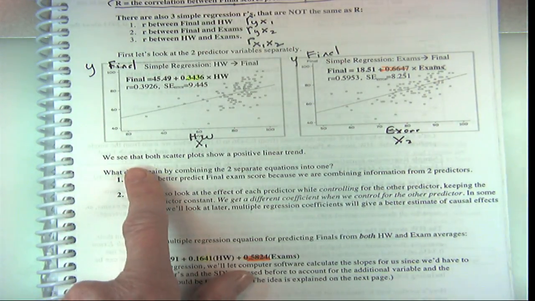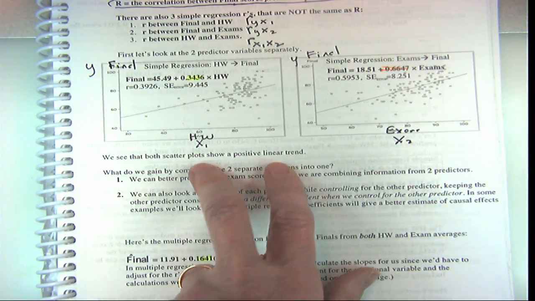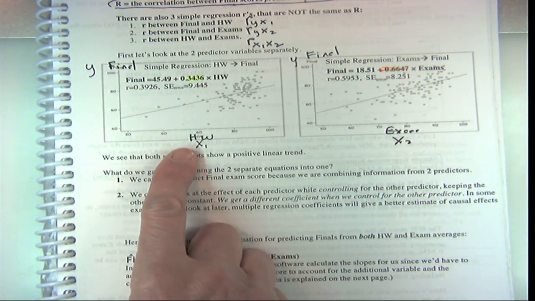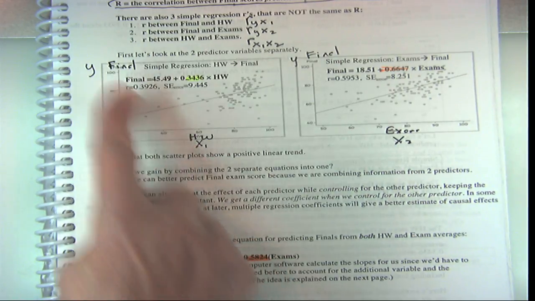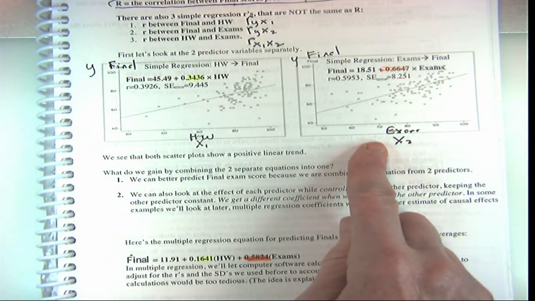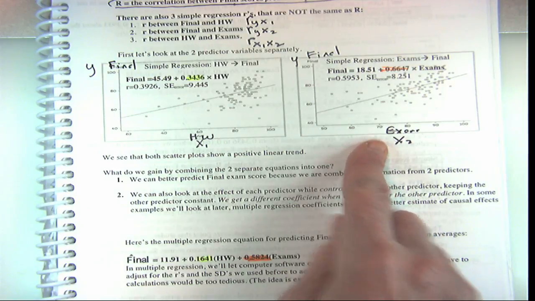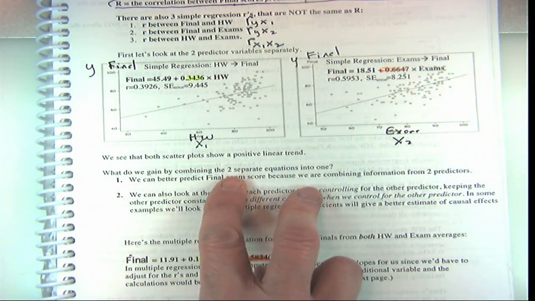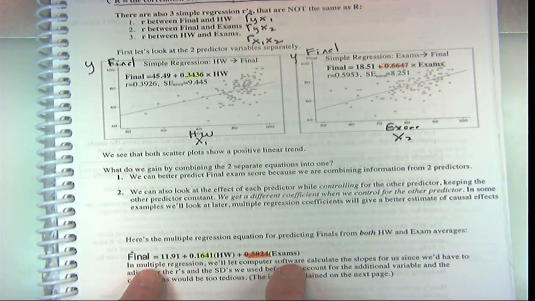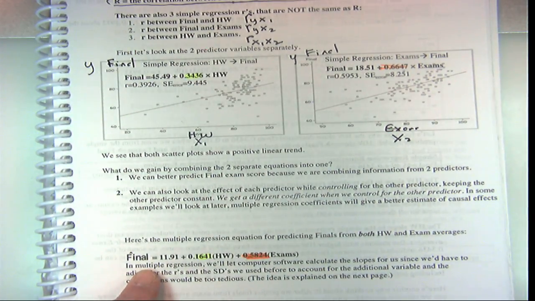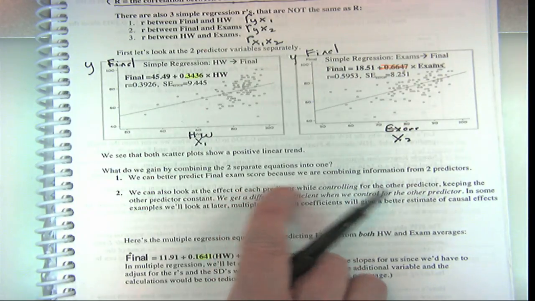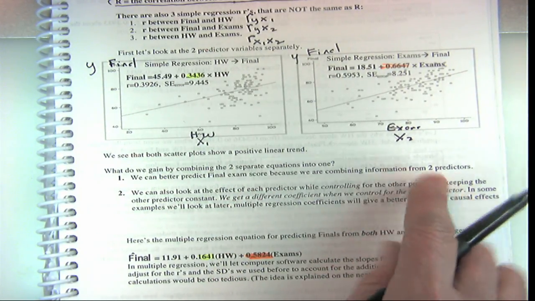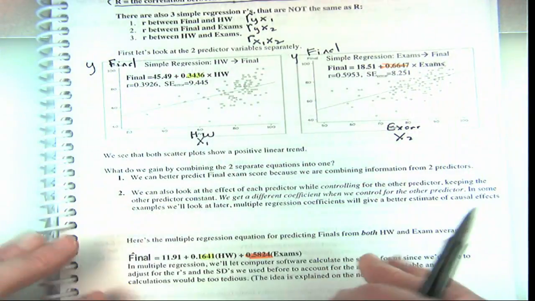Now let's look at this. We see that both scatter plots have a positive trend, and that's no surprise. You'd expect homework to be a good predictor of finals, and you'd expect exam average to be an even better predictor of finals. So that's no surprise. What do we gain by doing a multiple regression? Well, obviously, we can better predict final exam if we combine information from two predictors. But we could look at them separately.